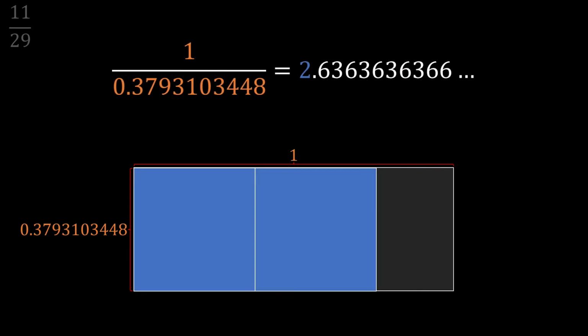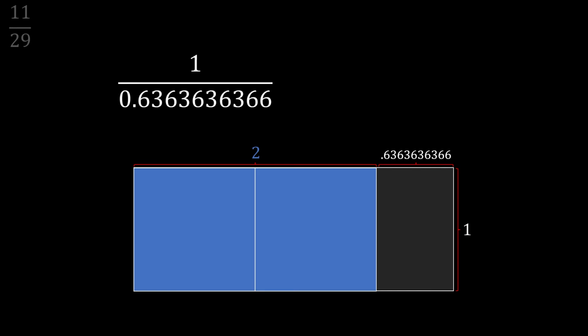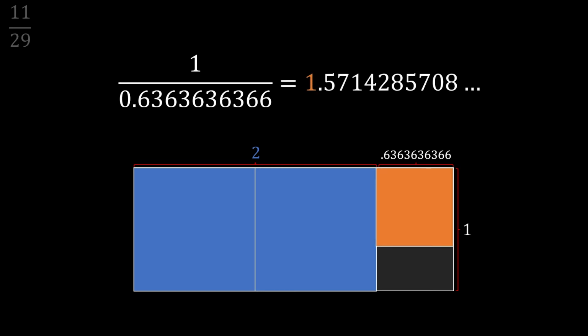If we now redefine the square to have a side length of 1, then the rectangle's length can be redefined as 2.63. We'll split off the whole number part from the part after the decimal place. We're now able to define the leftover gray rectangle. Now let's see how many squares of side length 0.63 can fit into that rectangle. We'll again divide 1 by the decimal, which gives us 1.57. Like before, we can redefine the side length of this orange square to be 1, making the height of the combined orange and gray rectangle to be 1.57.